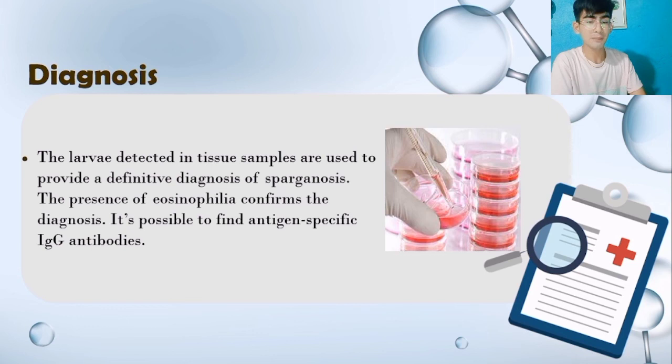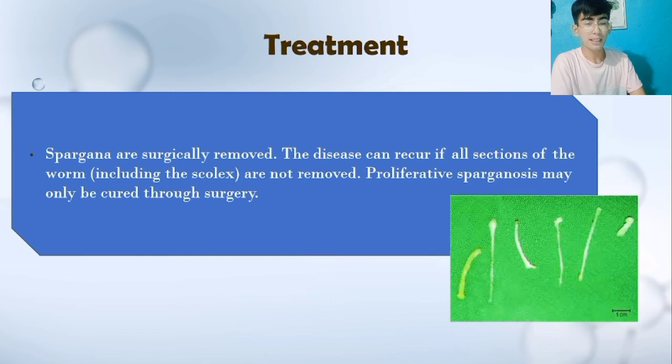Diagnosis. The larvae detected in a tissue sample are used to provide a definitive diagnosis of sparganosis. The presence of eosinophilia supports the diagnosis. It's possible to find antigen-specific IgG antibodies. Treatment includes the sparganum being surgically removed. The disease can recur if all sections of the worm, including the scolex, are not removed. Proliferative sparganosis may be cured only through surgery.